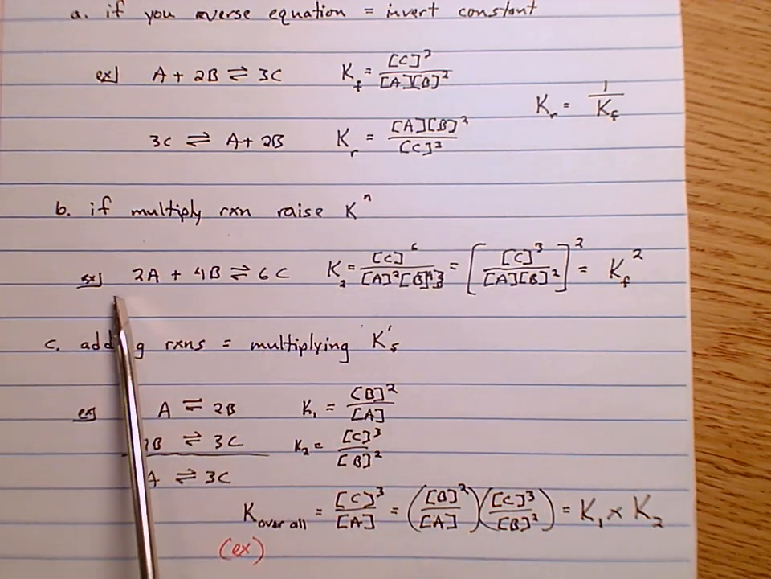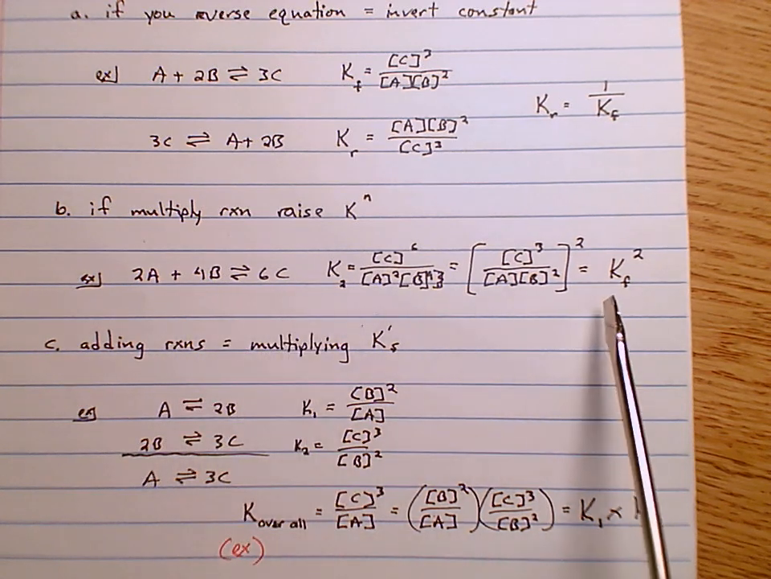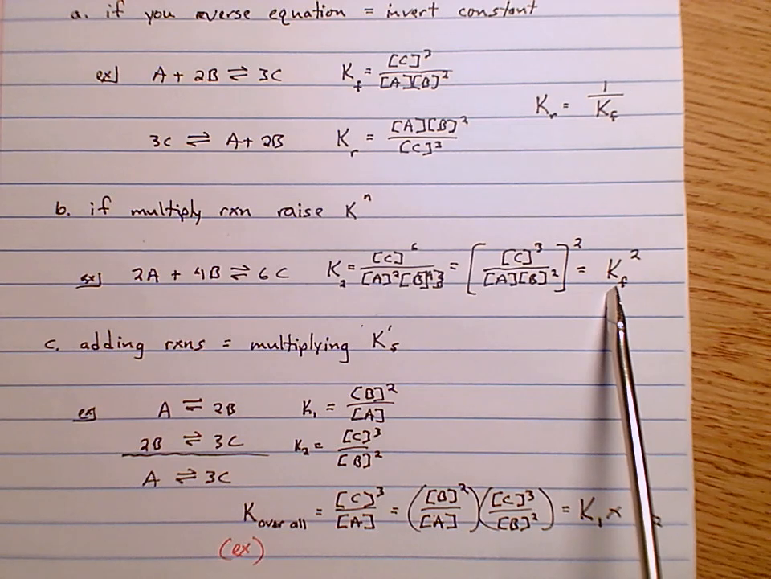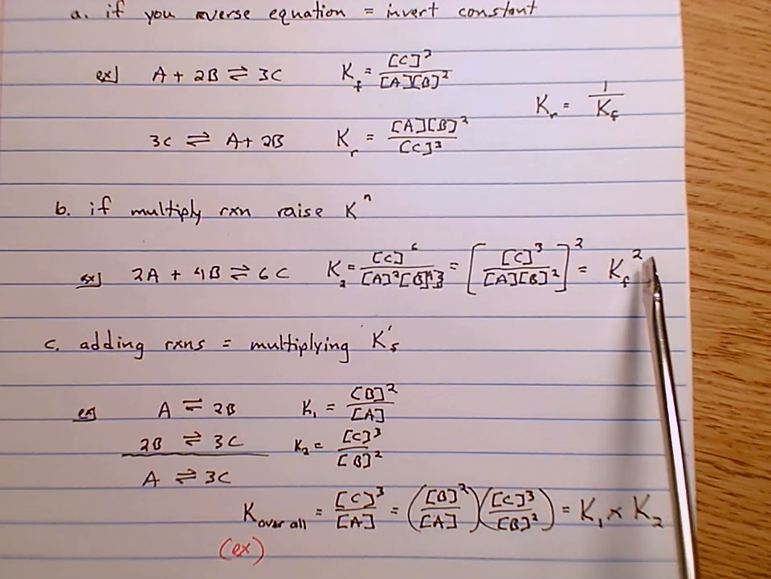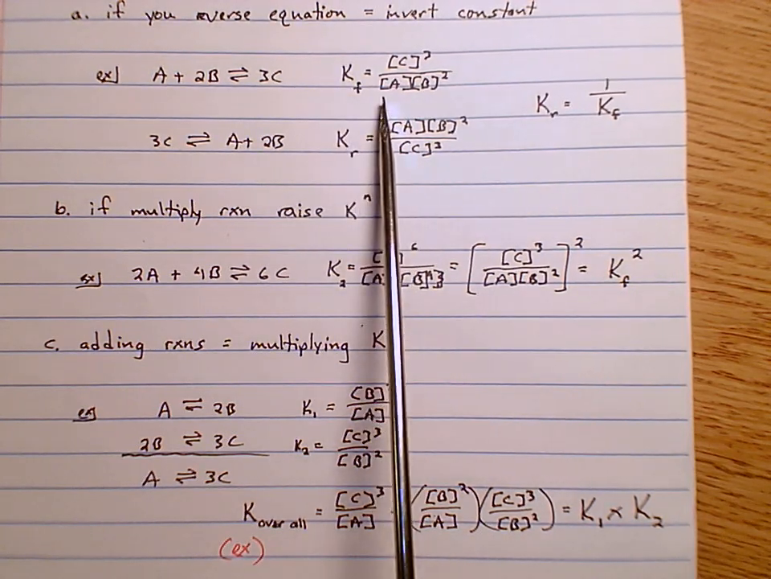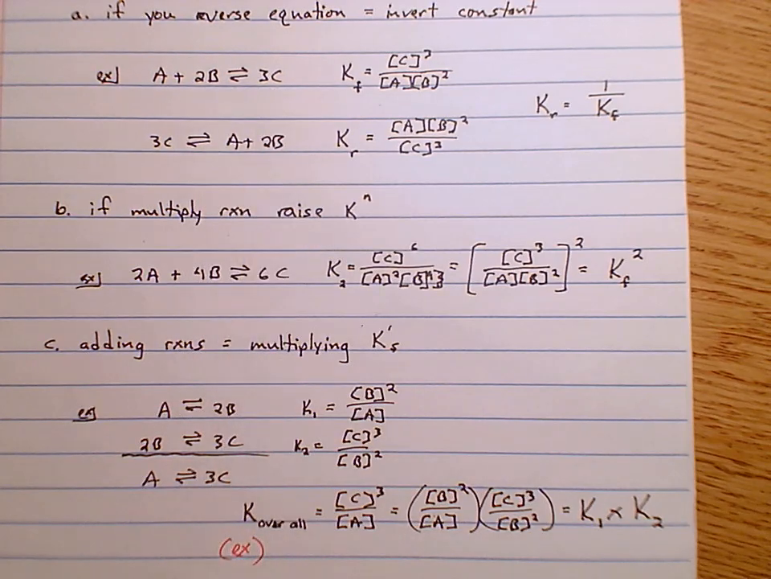Which means if I wrote this reaction, the numerical value for the equilibrium constant here would be the square of the equilibrium constant value for when it was just 1 times all those.